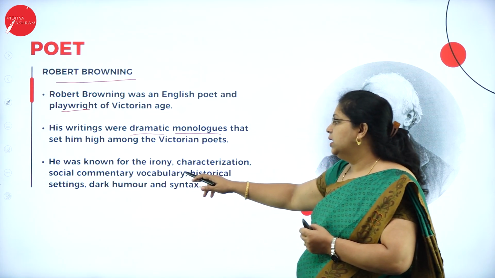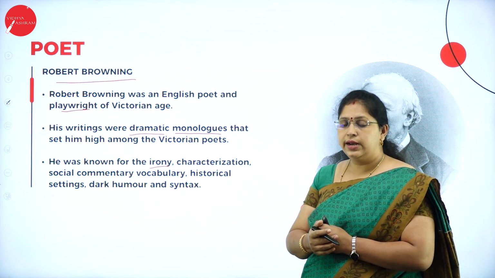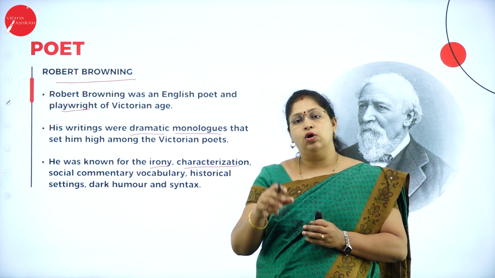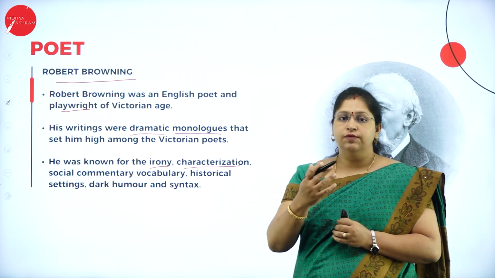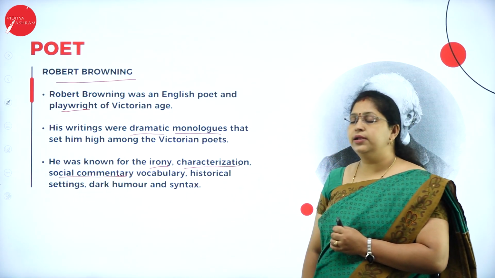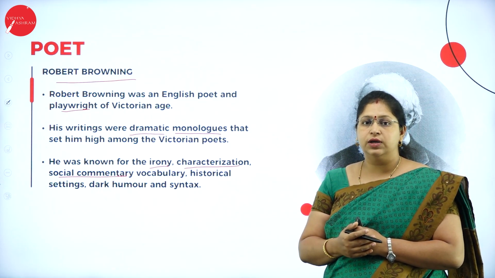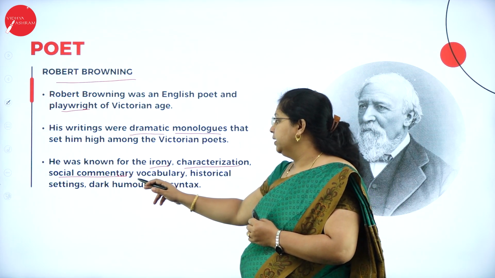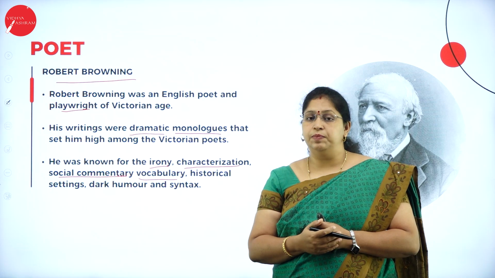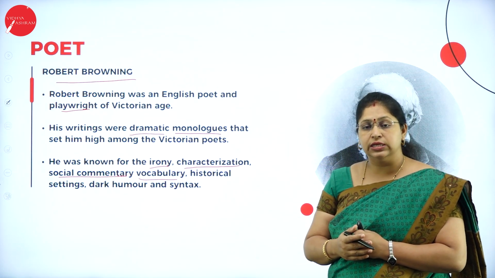He was known for irony. So, irony was presented very well in his writings, and also characterization. The characters presented in his poems were very popular, and also there was social commentary. So he commented on the society, the problems of the society, and vocabulary. His words were completely unknown to many people. So, people used to search for those words which were used by Robert Browning in his writings.